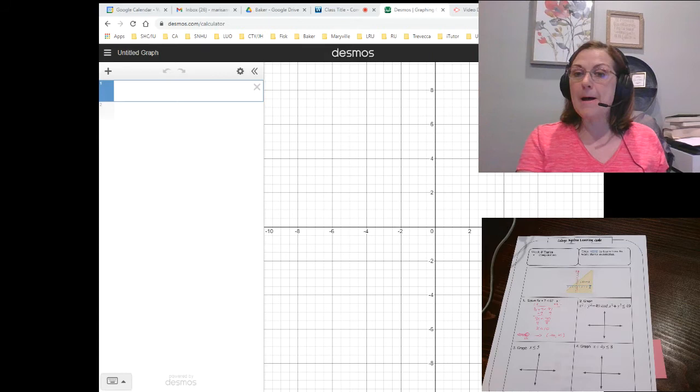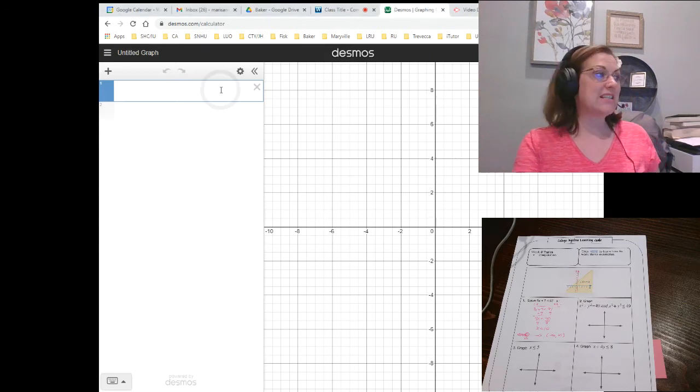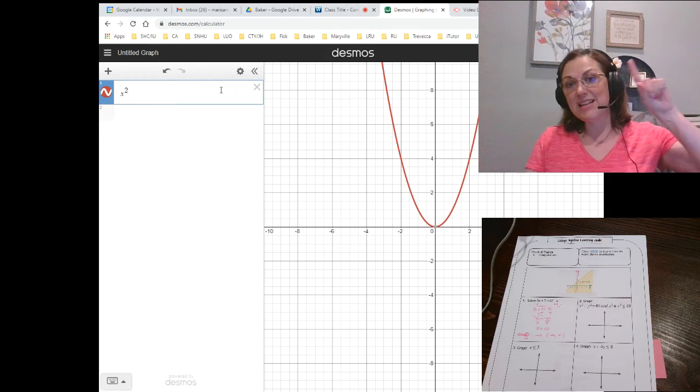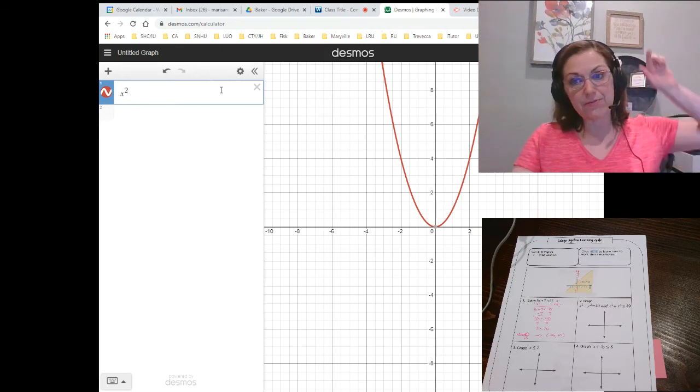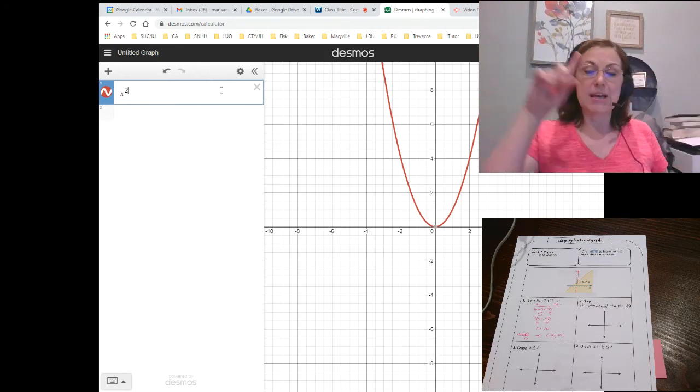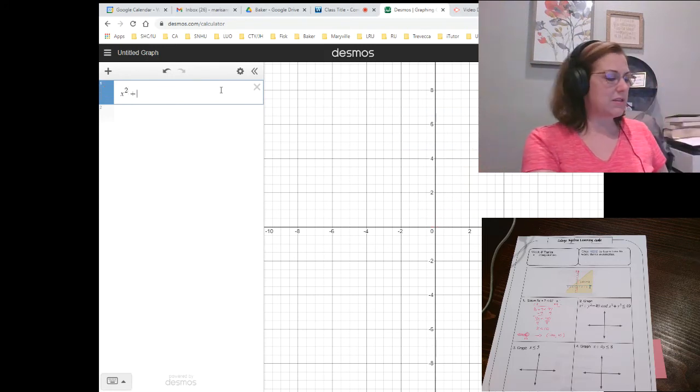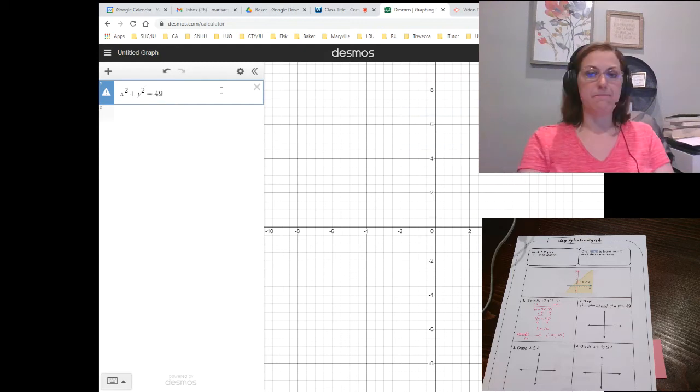So let's take a look at graphing this x squared plus y squared. Now, friends, what I did to get that exponent is I just put shift 6 and I used the little caret. That puts me in the exponent. Now I've got to use my right arrow to come down out of the exponent so I can do the plus y squared and then equals 49.